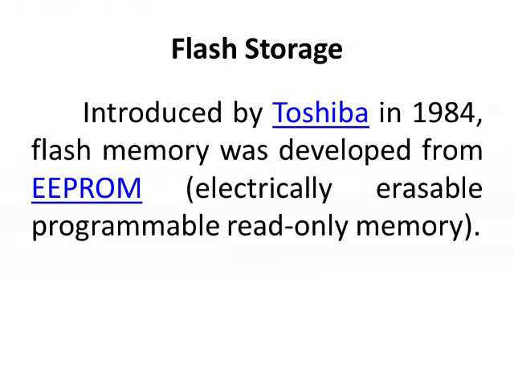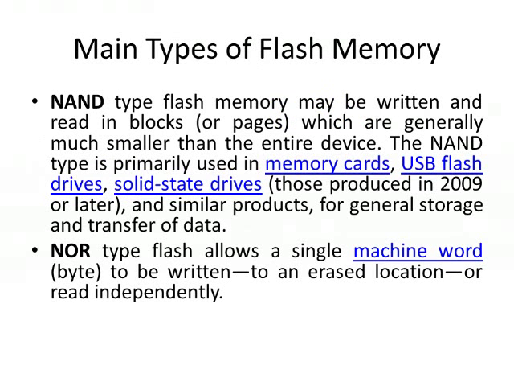Flash memory was developed from EEPROM, or electrically erasable programmable read-only memory. There are two types of flash memory, NOR and NAND. The name refers to the type of logic gates used in the memory cell. Logic gates are a fundamental building block of digital circuits.